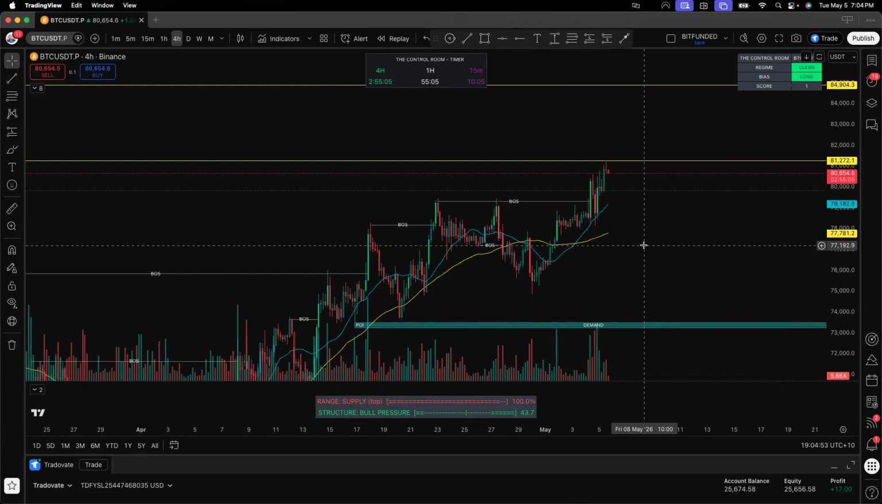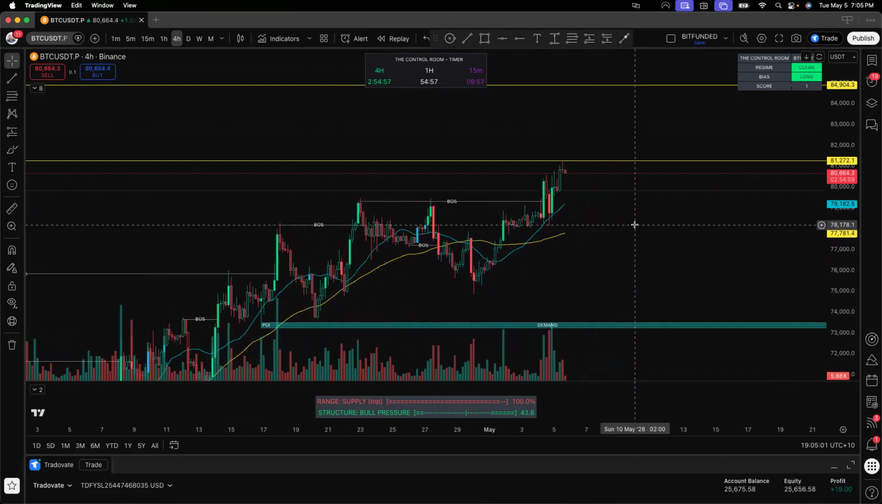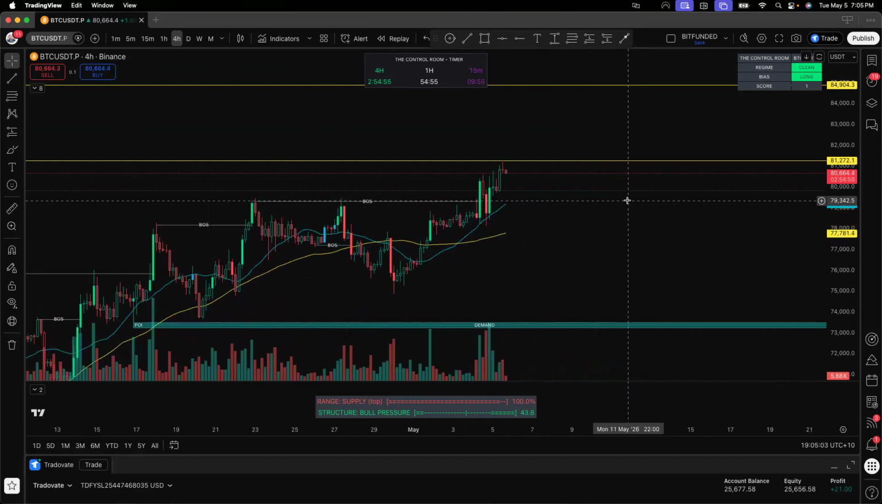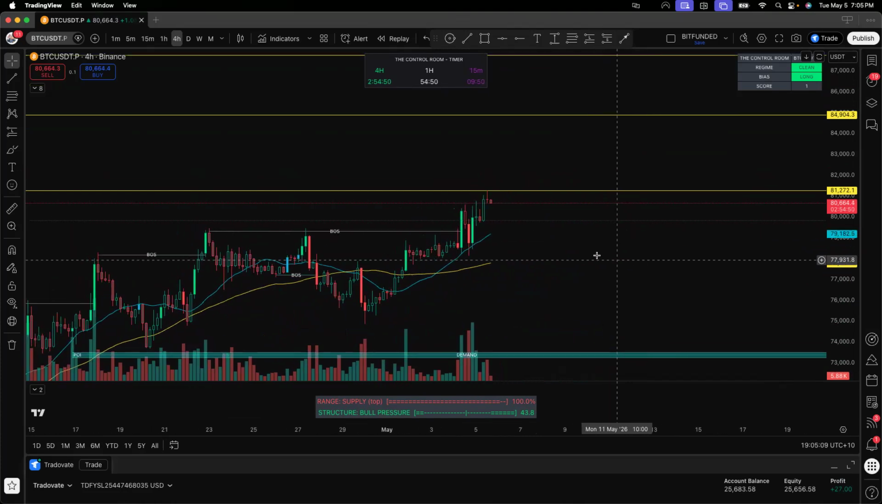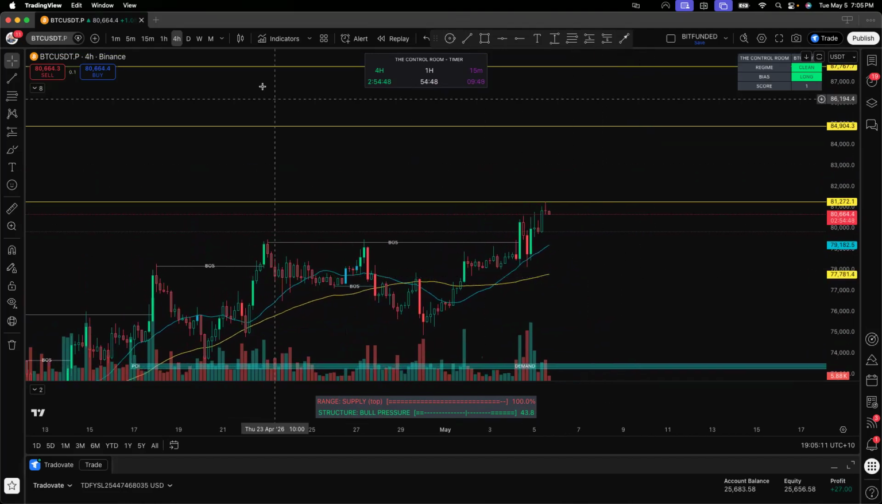This level hasn't been tested. That one has. That one hasn't. Oh, that one has. So I don't think we'll draw down that far. If we are going to continue up, I think we might retest this level, 79,320. We may not even get back there.